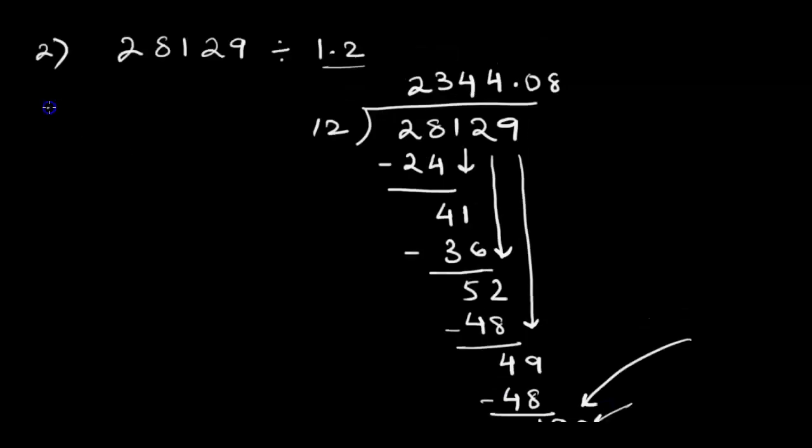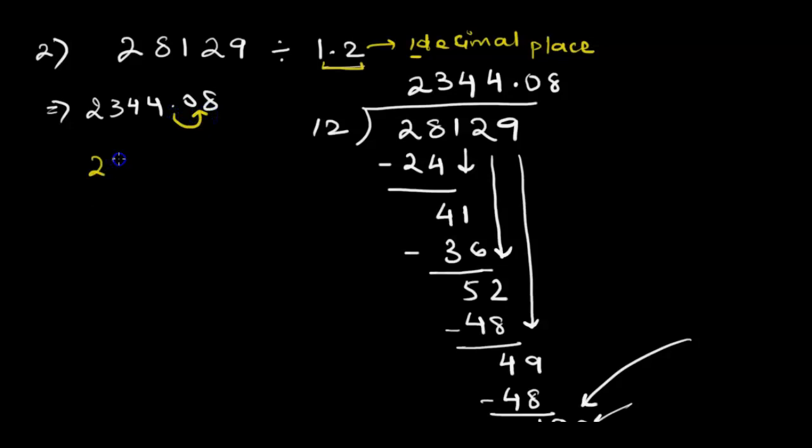Now the result that we got is 2344.08. Now let's consider how this decimal is going to affect our answer. We have one decimal place here. This one decimal place will move our decimal one place right. So the answer that we would get is 23440.8. And this is what is going to be our final answer.